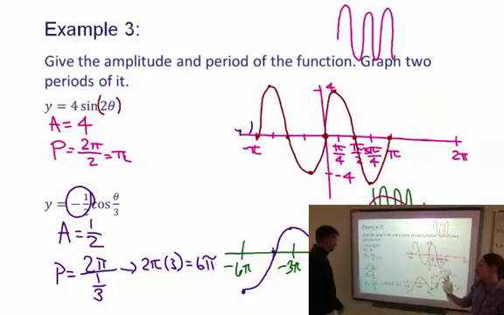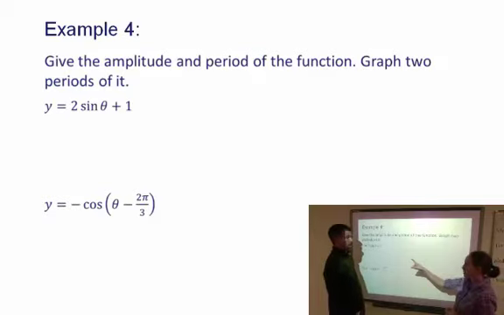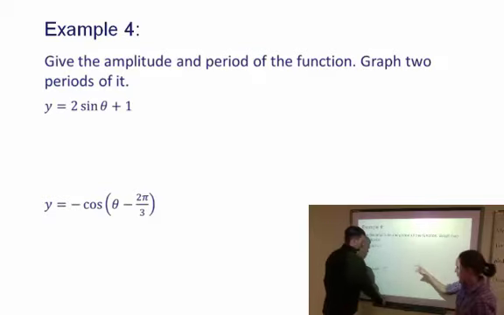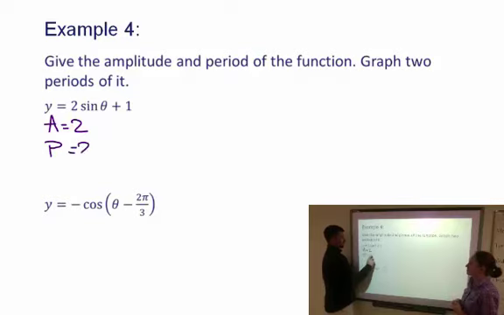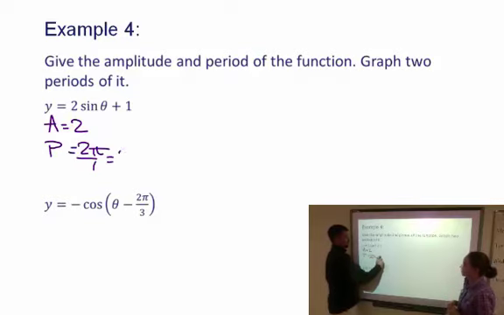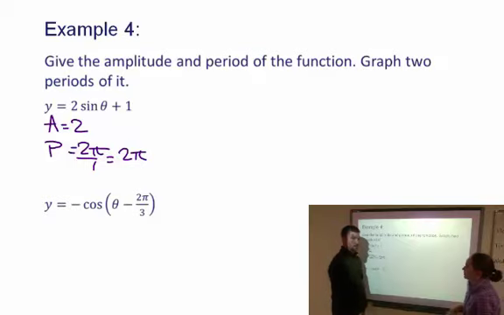Ready? 2 sine theta plus 1. Now, keep in mind there's no parentheses here, so that plus 1 is like the D in our original equation. Our amplitude is 2, our period is 2 pi over 1, which is 2 pi. This is going to do the exact same thing as always, except we're shifting everything up 1.